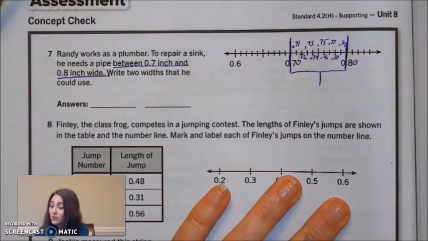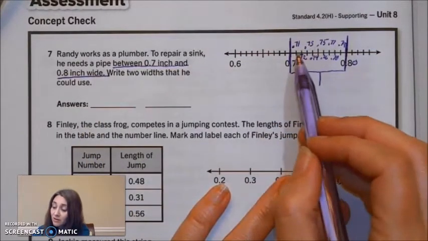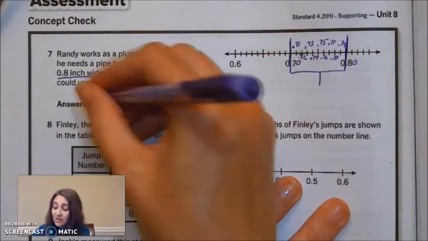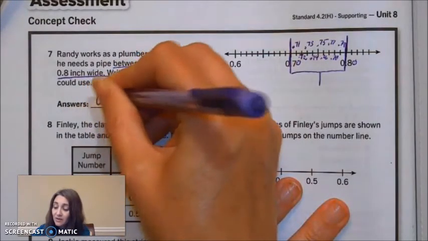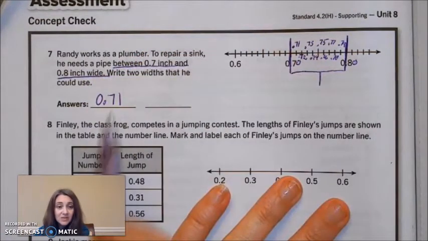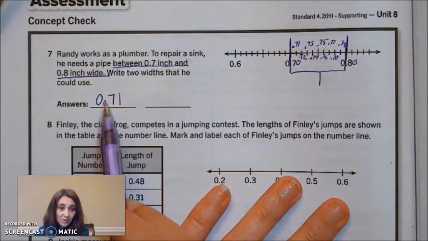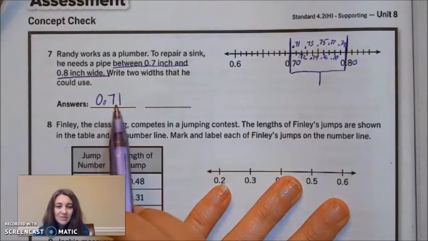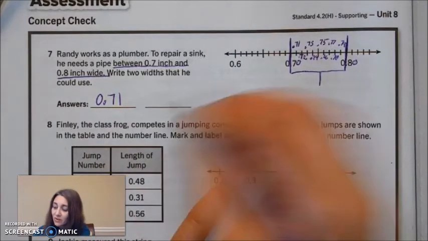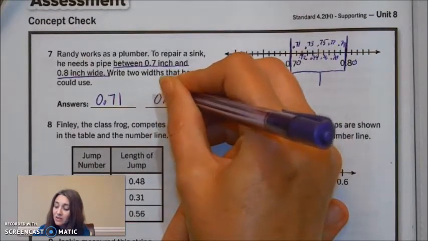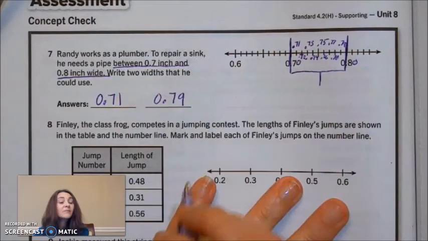So I am just going to choose the one closest to 70 hundredths, which is 71 hundredths. And I put a 0 in front of it. It's not necessary to put a 0 in the ones place, but it helps to look at it that way sometimes. And then I'm going to also do the one that's closest to the 80 hundredths. I'm going to put the 2 furthest ones, 79 hundredths.